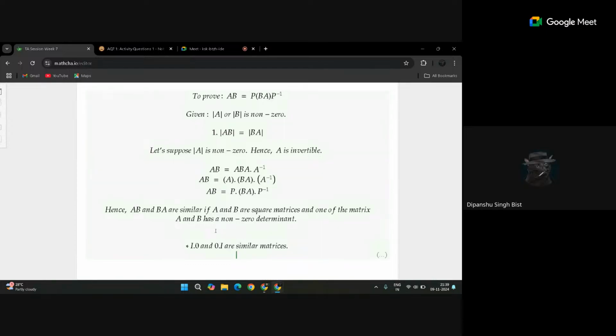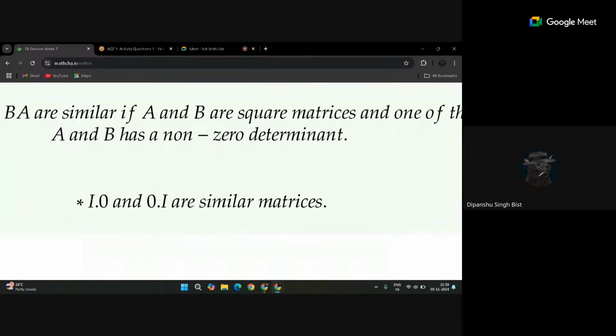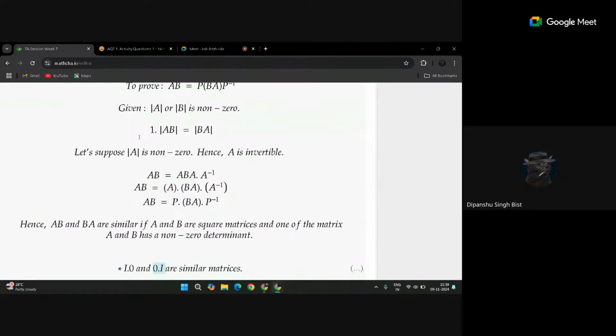Okay, so both need not be non-zero. See, determinant of I is non-zero, determinant of 0 is 0. But I into 0 and 0 into I are similar matrices. So even if one of the square matrices has a non-zero determinant. Sir, but the determinants are not the same. No, I and 0 are not similar. I into 0 and 0 into I are similar. Here we are not saying A and B are similar. We are saying AB and BA are similar.